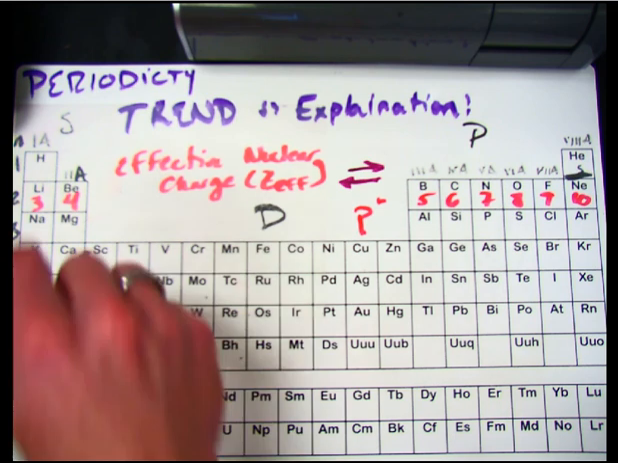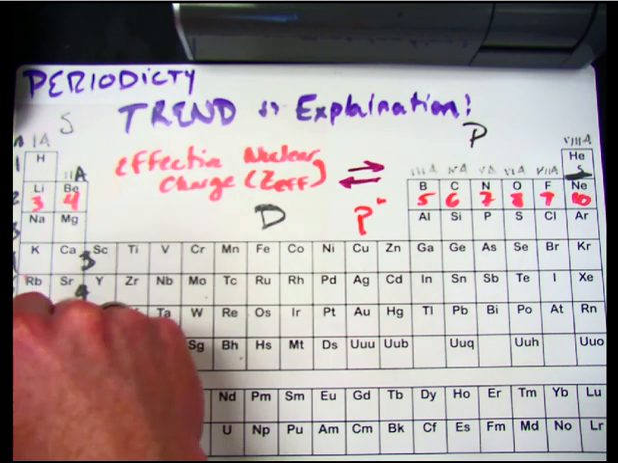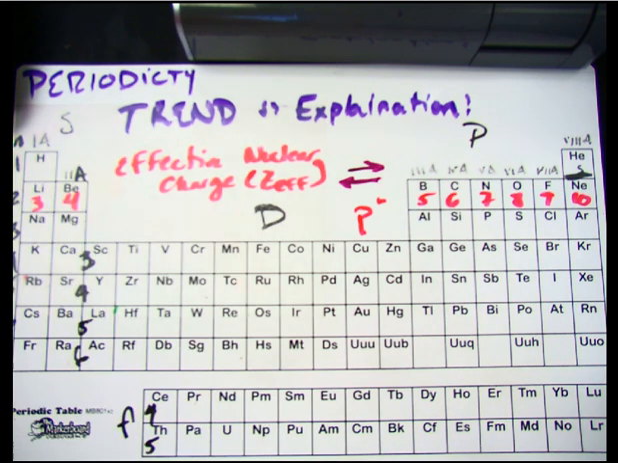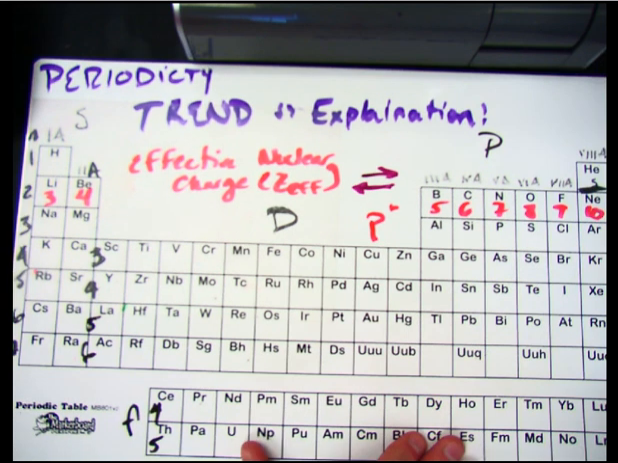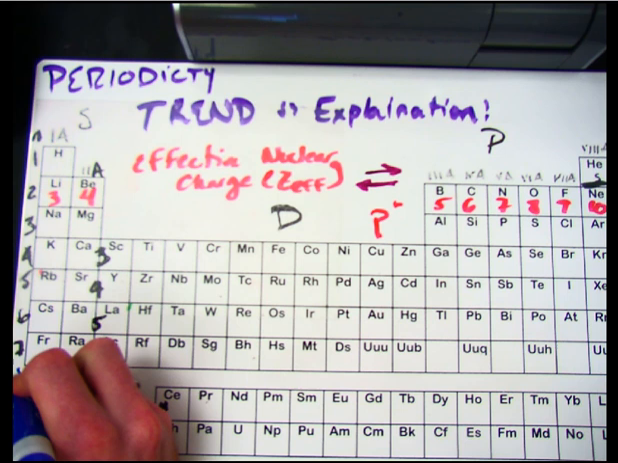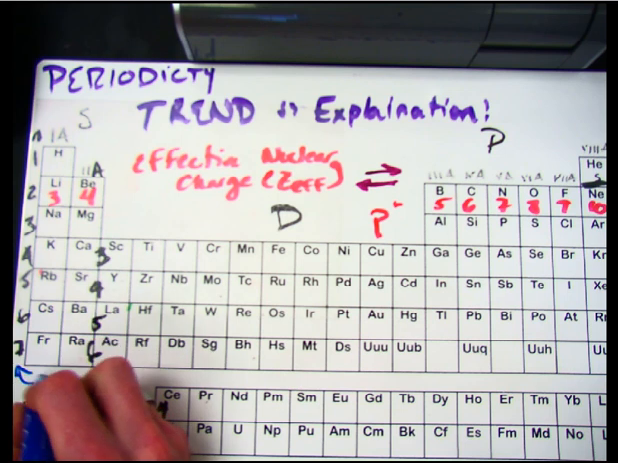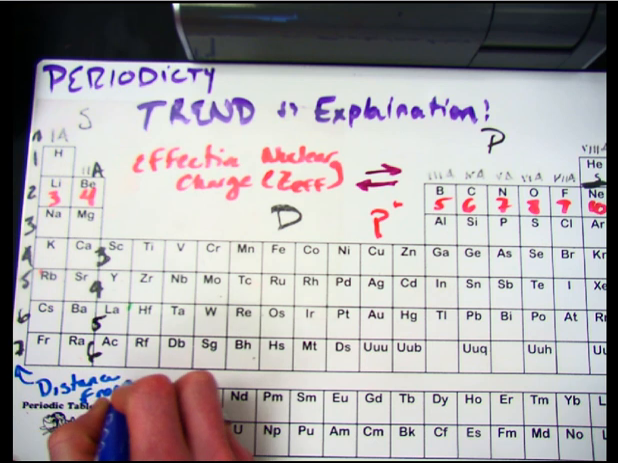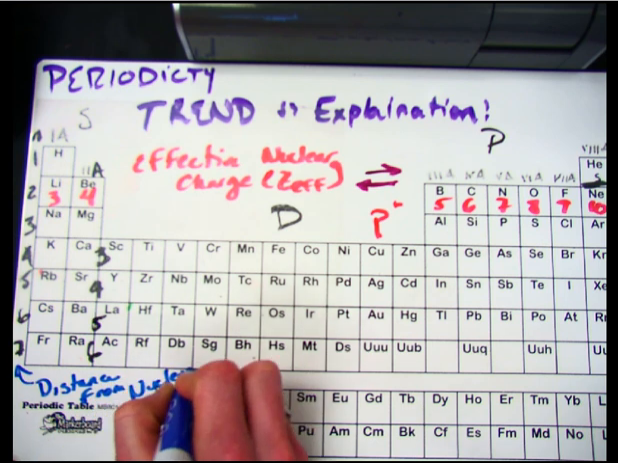As you move from top to bottom on the periodic table, the principal energy level increases. And what does the principal energy level correspond to? If you said the principal energy level corresponds to the distance from the nucleus an electron is, you are correct, sir.